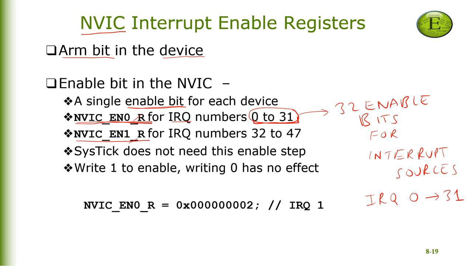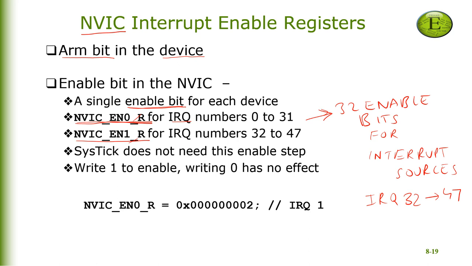So it has as many as 32 enable bits, and if we want to enable a particular source for the interrupt, then we set the corresponding bit to 1. Likewise, the NVIC enable 1 register has 32 enable bits for the interrupt sources whose IRQ number starts from 32 and goes up to 47.